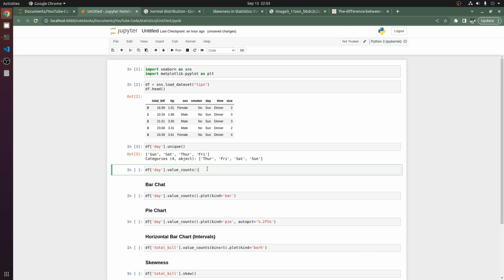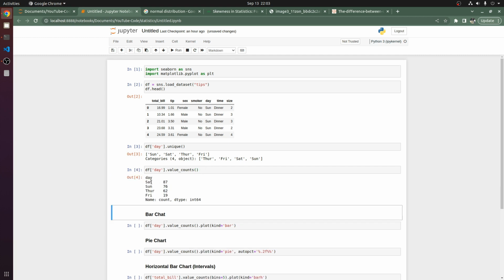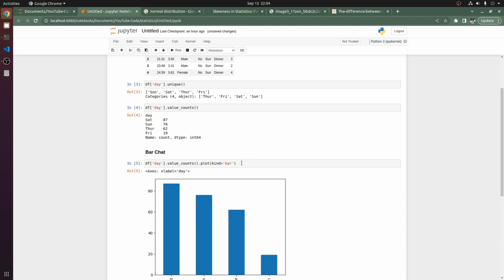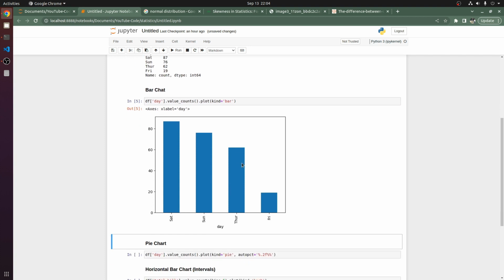Now using .value_counts, I will show their frequencies. So these are the frequencies of each day. After that I will plot the bar chart. For that I will select the column, then the .value_counts method, then I will apply the .plot method, and the kind I will give will be bar. So this is the bar chart. On the x-axis we have the days, and on the y-axis we have the counts, or you can say frequency.